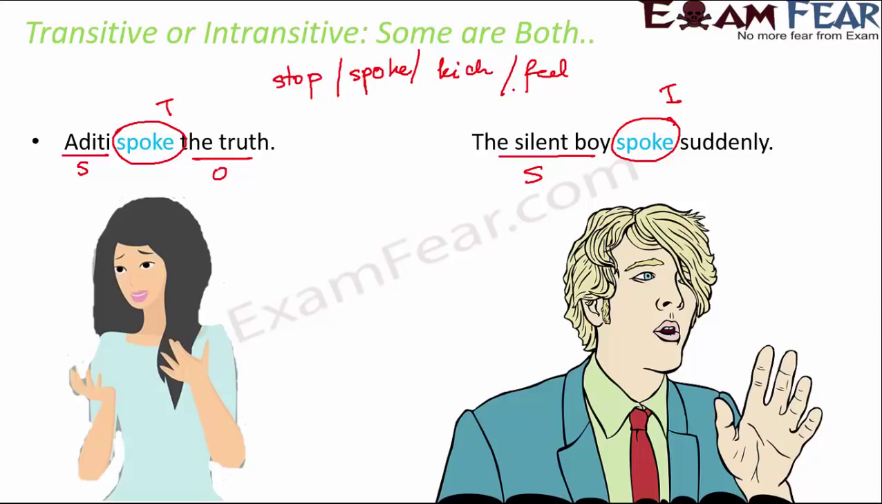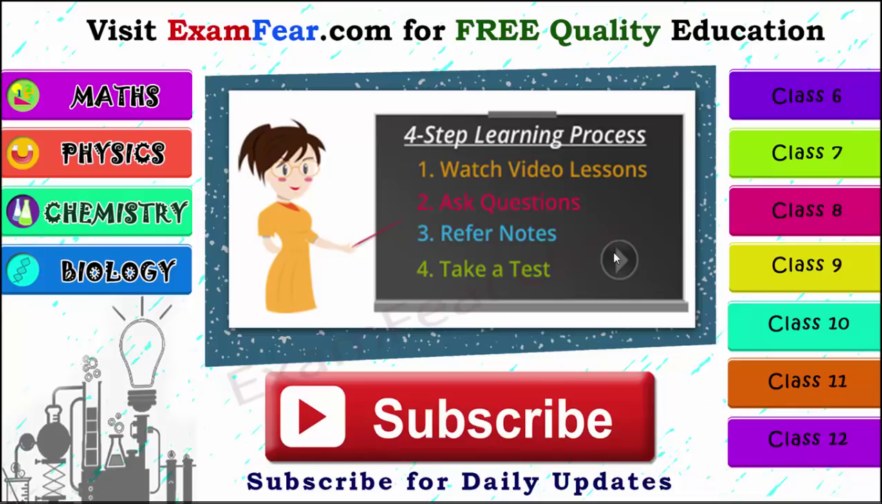Now, whenever you are dealing with transitive or intransitive verbs, your first step would be to identify the object in the sentence. If you are able to identify the object, 70% of the work is done. After that, you will be very easily able to identify whether the given verb is a transitive verb or an intransitive verb. Thank you.